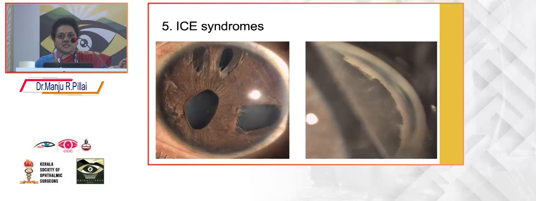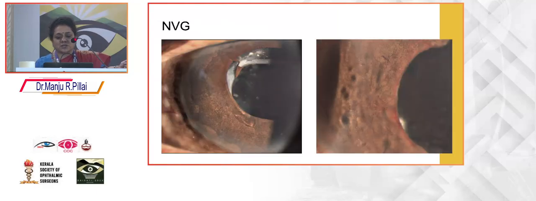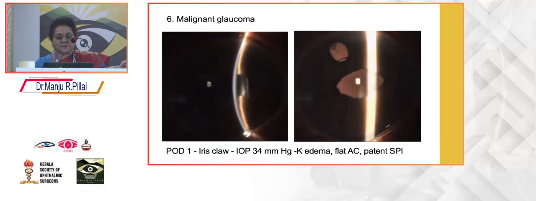There are some cases where you don't have to do ACPI, and one is the ICE syndrome, where the anatomy of the angle structures is like this, but the clinical picture shows that it's an ICE syndrome. And the neovascular glaucoma, where you have to look very carefully. If there is a florid NVI, then you don't have to do an LPI, you have to do alternate treatment along with Avastin or any other retinal treatment.